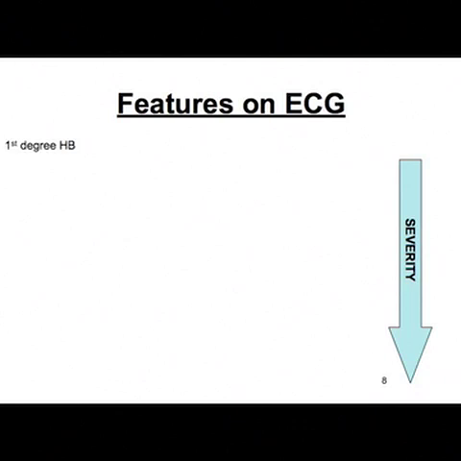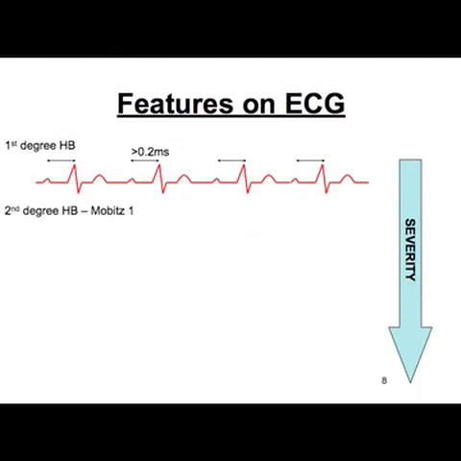In first degree heart block, the PR interval is greater than 0.2 milliseconds, or greater than 5 small squares on the ECG paper. In second degree heart block, we define two important subtypes, Mobitz type 1 and Mobitz type 2.